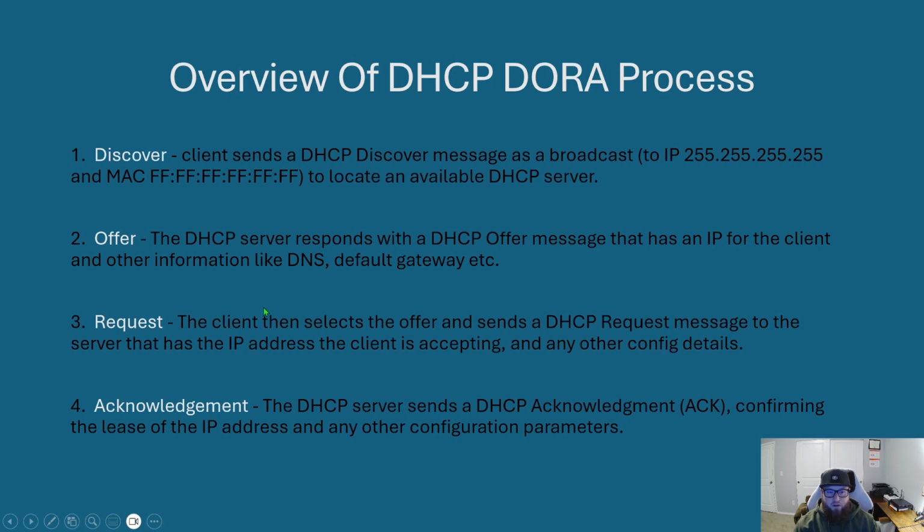Once that's offered, the client is then going to request to actually take that address that was offered, and typically it's first come, first served. So if there were multiple DHCP servers, the client is going to typically respond to the first one received. So the client's then going to select that IP address, request it from the server, let the server know that it's going to accept it, and any other configuration details that it may need.